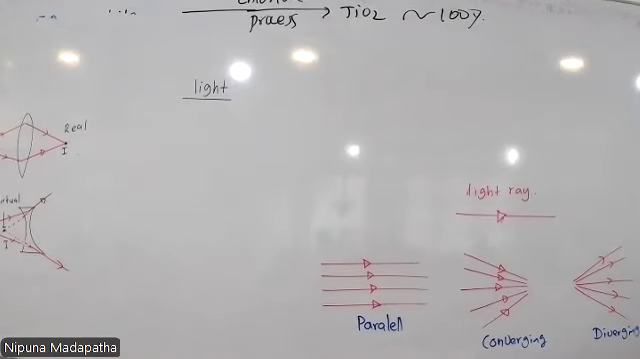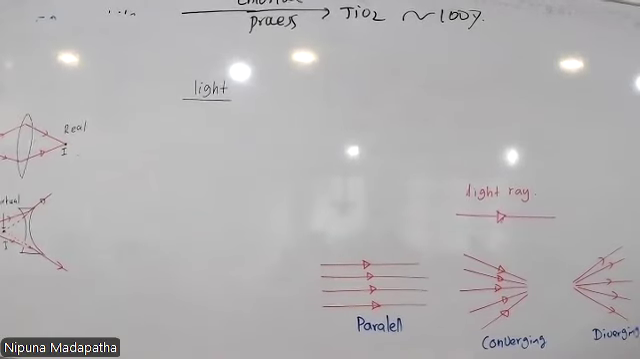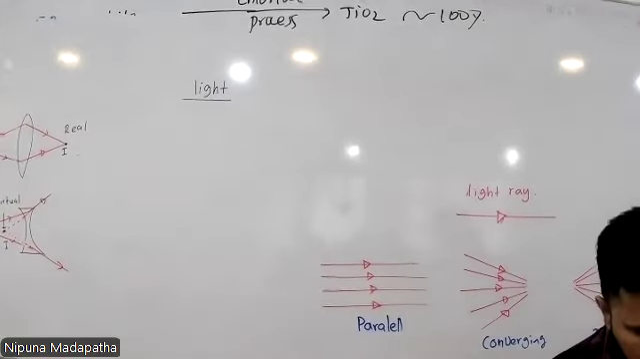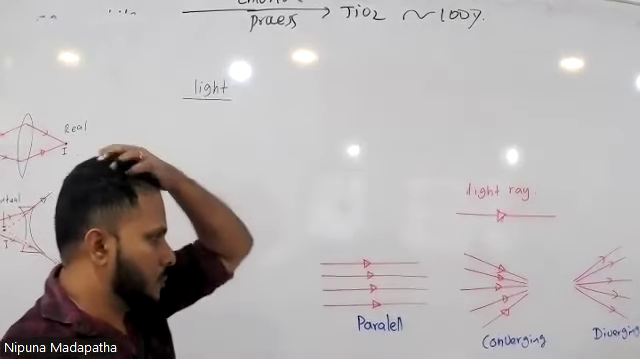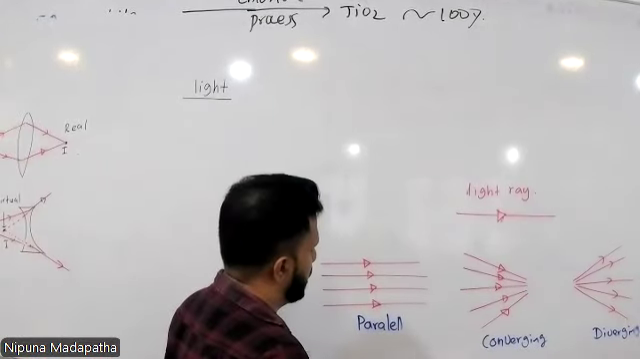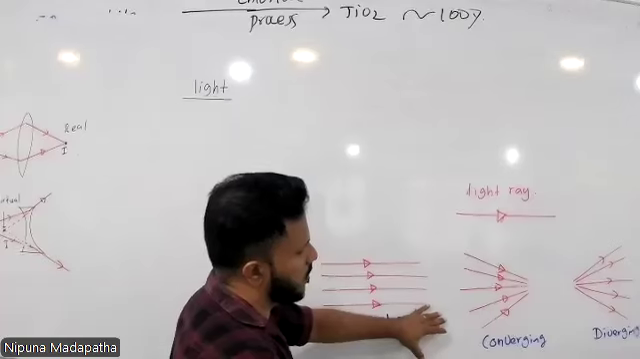A beam of light consists of several light rays. There are three types of light beams that can be observed: parallel beams, converging and diverging.